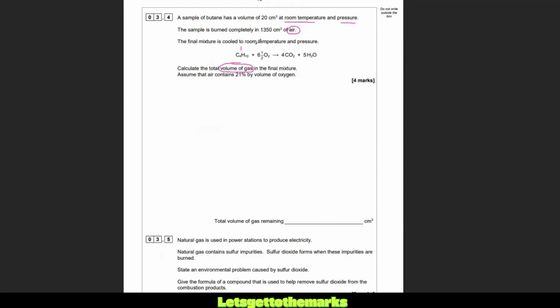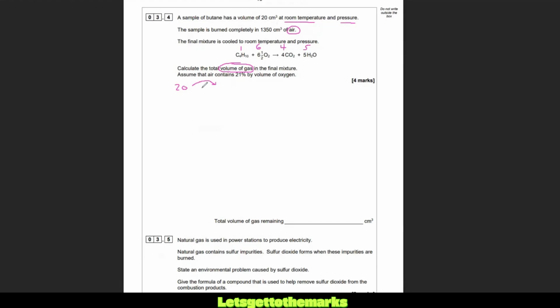So we've got a ratio of 1 to 6 to 4. I'll put 5 in there, but we might not need that. And let's go through. So I've got 20 centimeters of butane. How much oxygen is needed? So I've got 20 centimeters of butane.